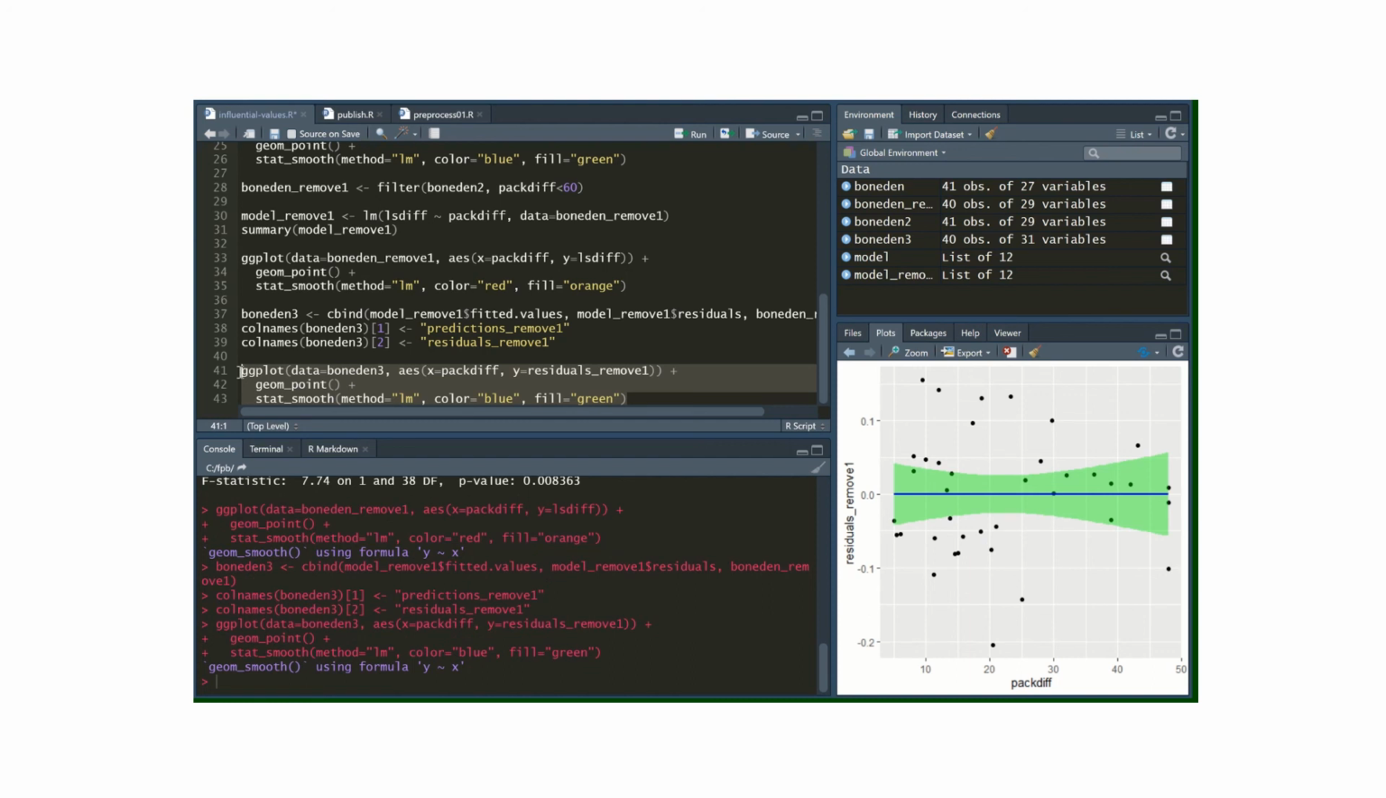And again, our slope is 0. That's good. That means we have a well-fitted model. We no longer have a residual that is 0.2. We still have our negative 0.2 residual because we didn't remove that one. Okay, so that covers that.